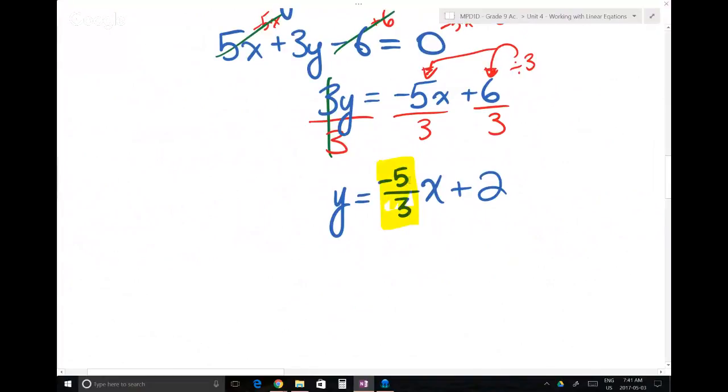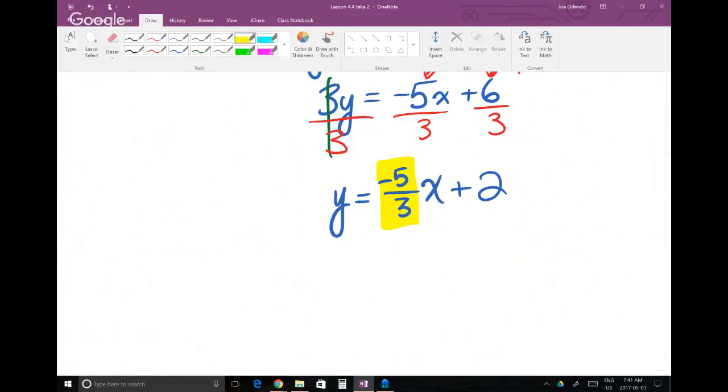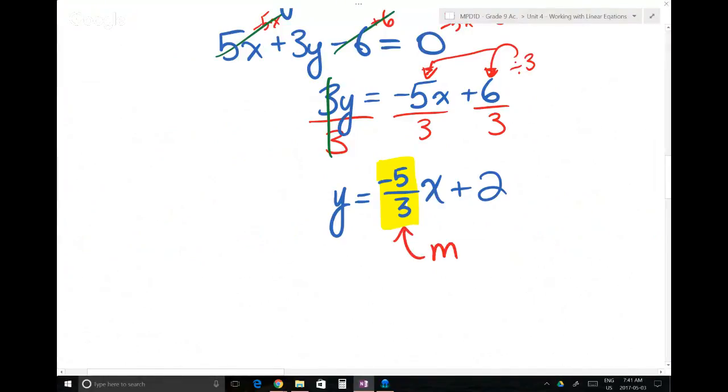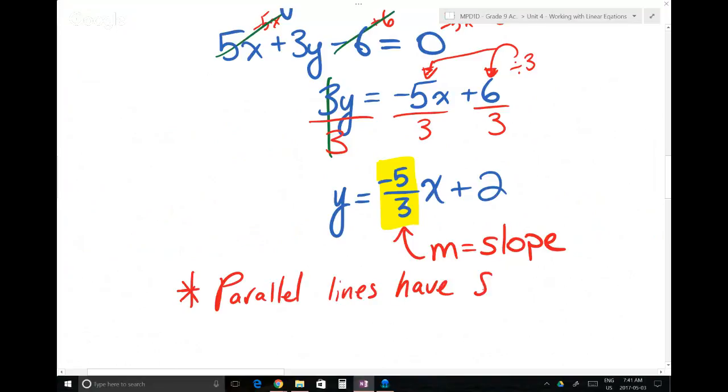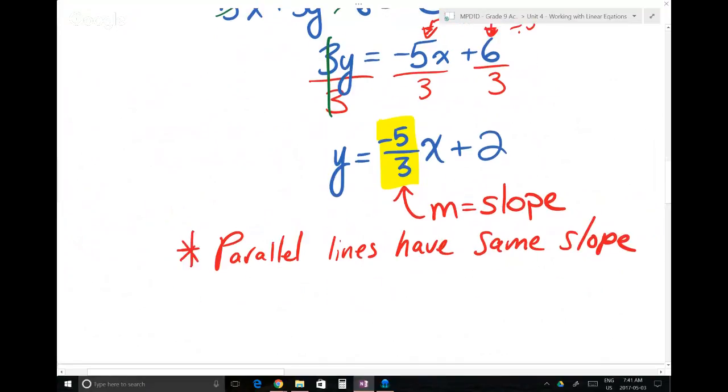Now that means that this here is the slope in question. This is m, the slope. And our new lines, parallel lines, will have the same slope. So they're going to have the same m value, and they can have whatever b value you want. You can make any b up that you like. So I'm going to make 2 up. Y equals negative 5 over 3x plus 4.